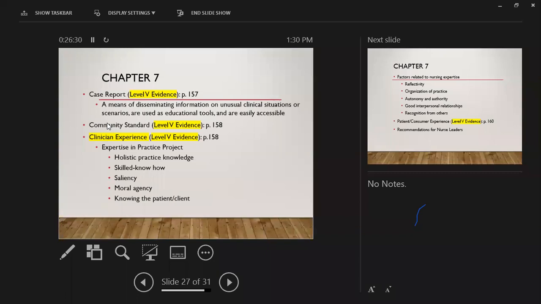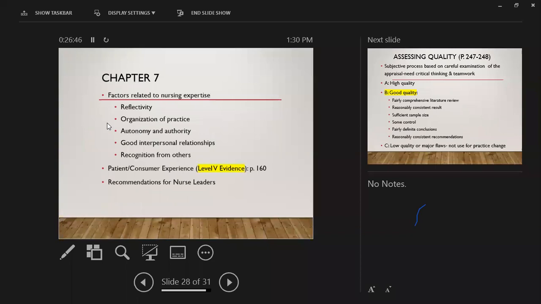Okay, if you use some case report, community standard or clinician experience, you can see if you want to read a little more. This is all level 5 evidence. Okay, you can reflect what you want from that expert opinion, okay? And the expert has some authority about their opinion, but still you should have your own autonomy, whether you can use it or not, okay?